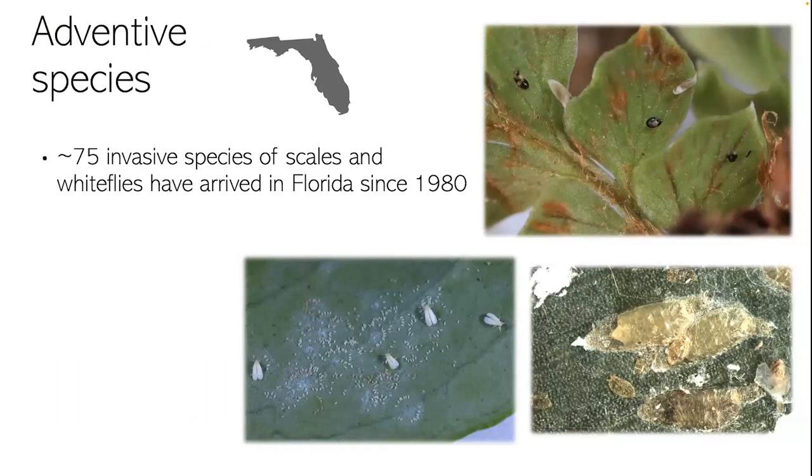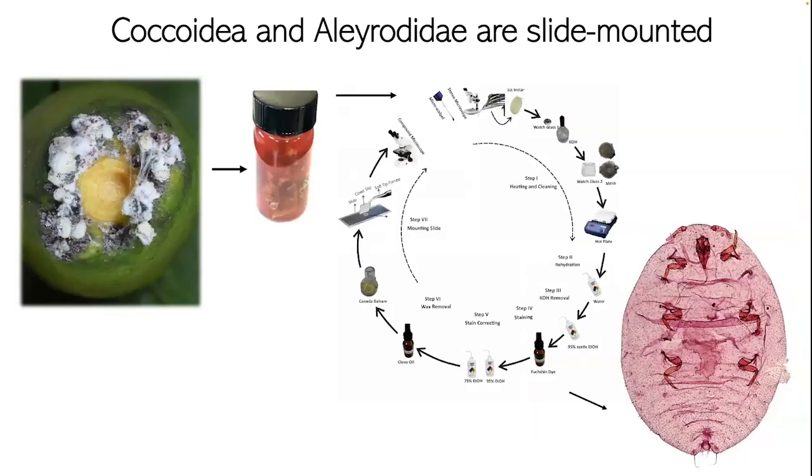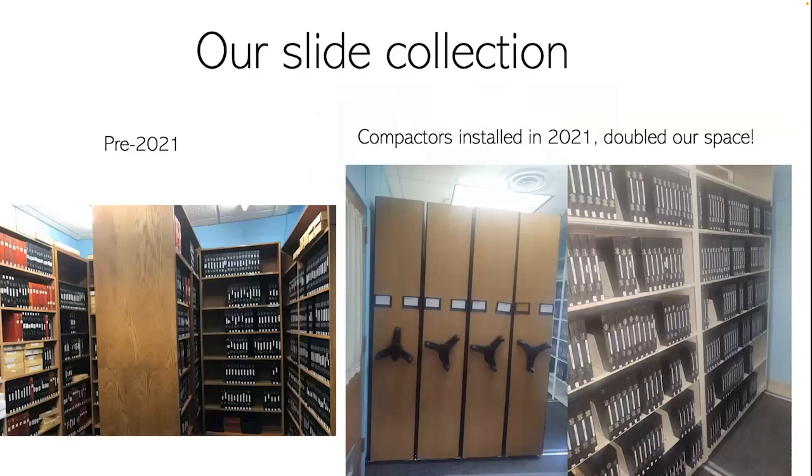So since 1980, we have about 75 invasive species of scales and whiteflies that have arrived in Florida and become established. The coccoidea and aleyrodidae are slide mounted, and they're particularly tricky because they are covered in wax and can be difficult to clean and get good enough slide mounts to be able to see all the characters that we need to see. So our slide collection had a big revamp in 2021.